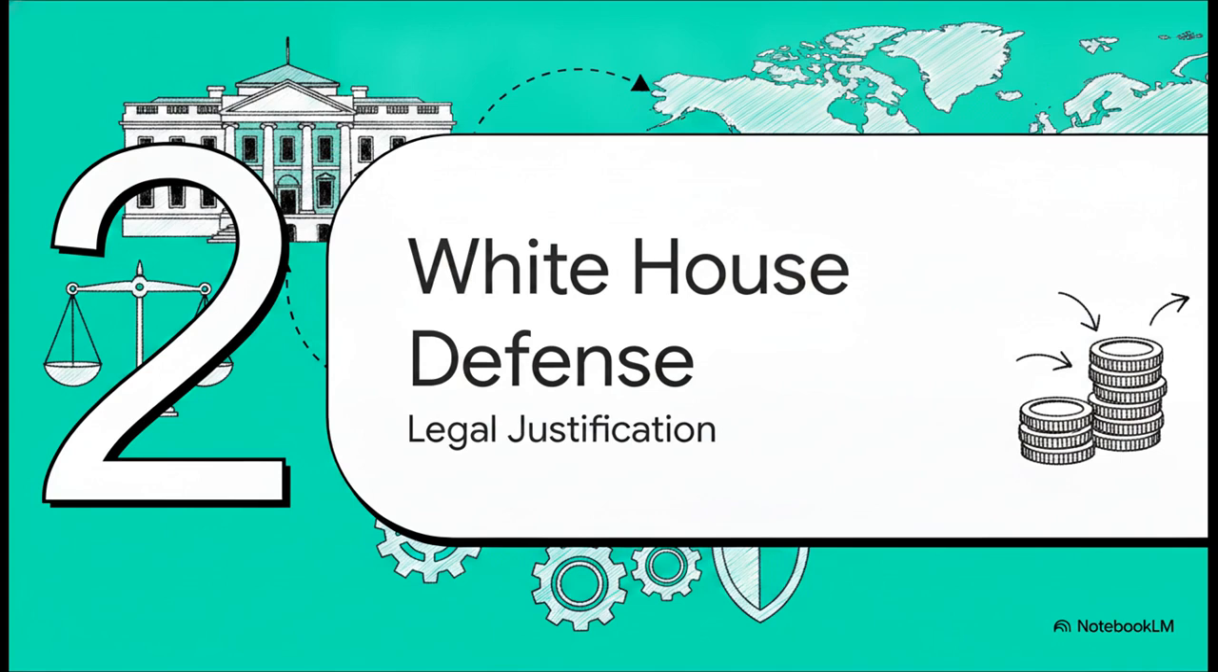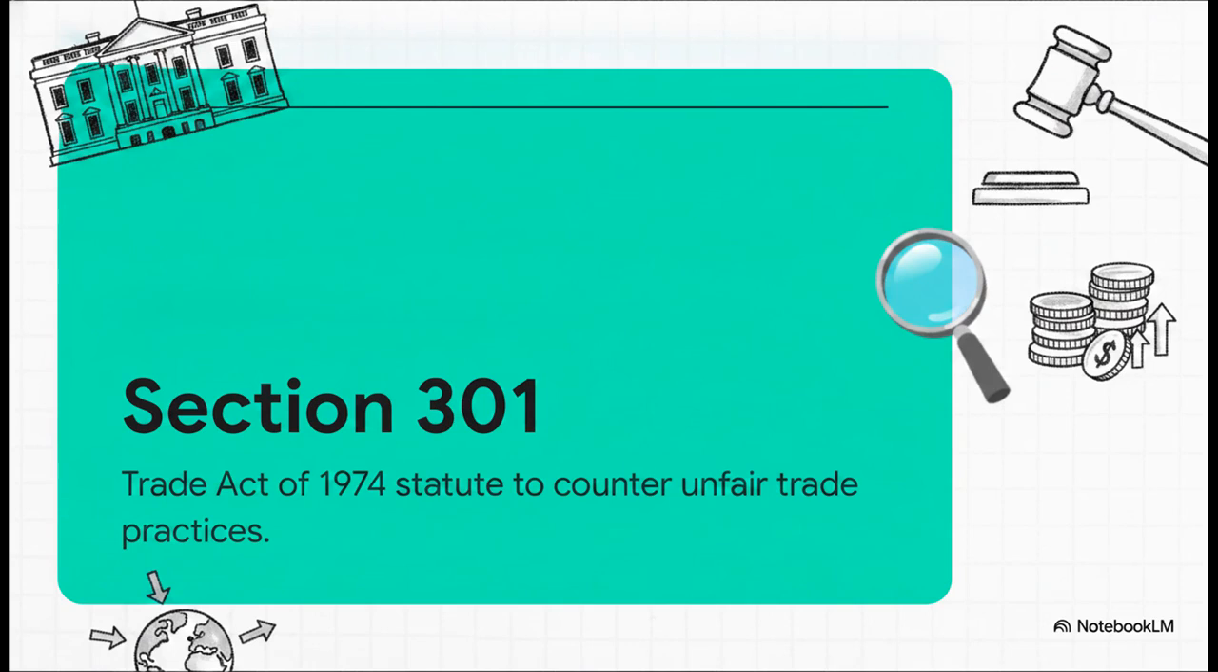Moving on to Section 2, the White House defense. Let's look at how the government justifies this. The White House is vehemently defending the move, arguing these tariffs are 100% legal and, frankly, necessary. Their main shield, Section 301 of the Trade Act of 1974. The administration argues this specific, decades-old statute gives the executive branch the explicit authority to counter unfair trade practices. Essentially, they're pointing to this law and saying, look, this gives us the green light to act decisively and unilaterally when our trading partners are doing things that harm the U.S.